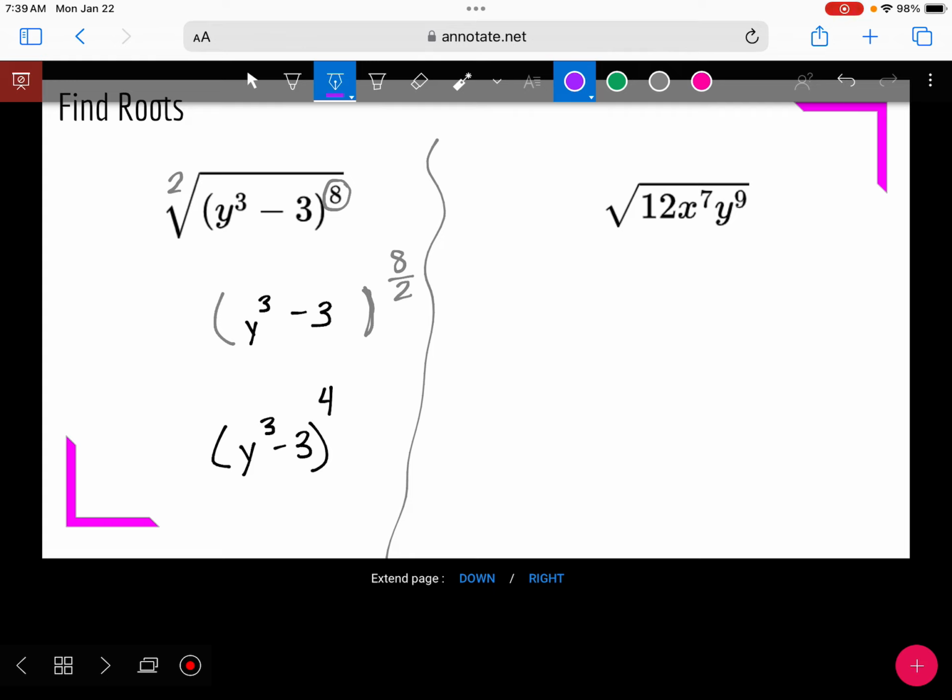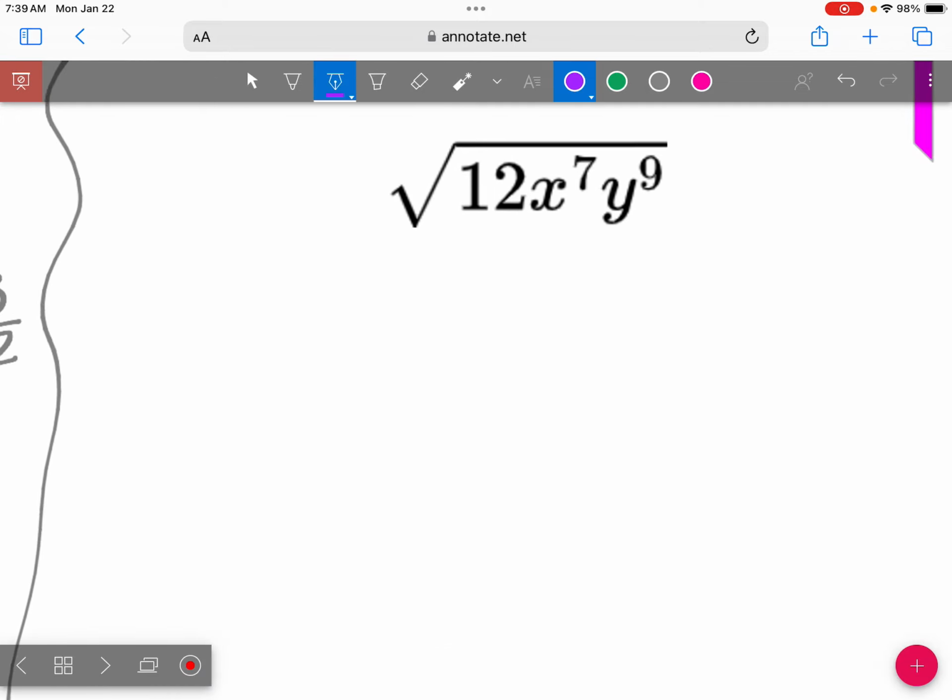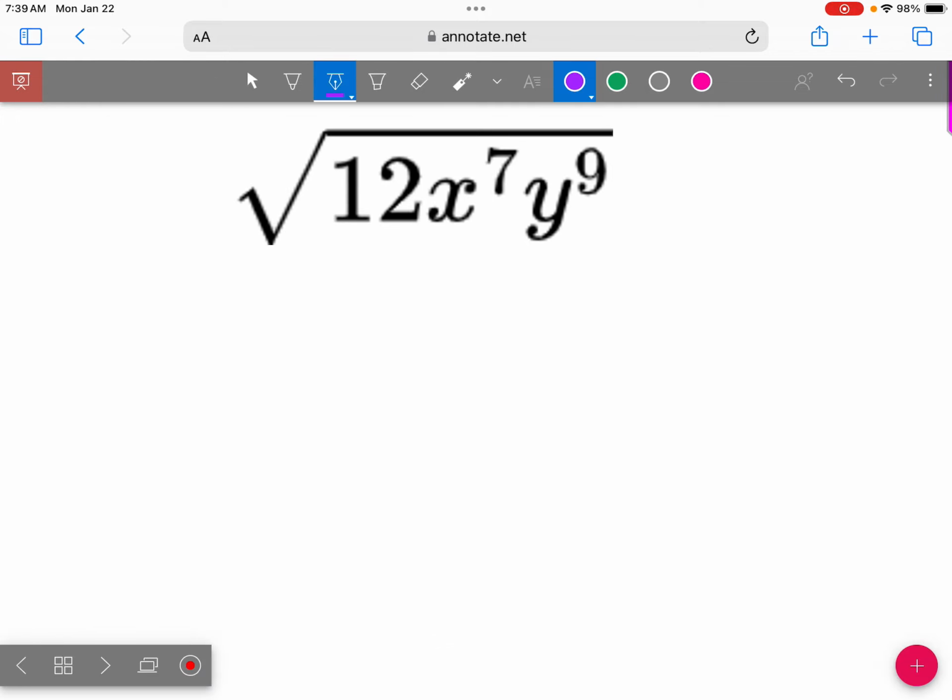So our next one is the square root of 12 times x to the 7th times y to the 9th. And our answer is going to have a radical in it still. We're not going to be able to fully simplify this outside the radical. But we can simplify it a bit.